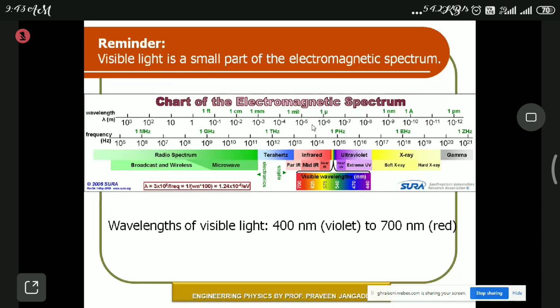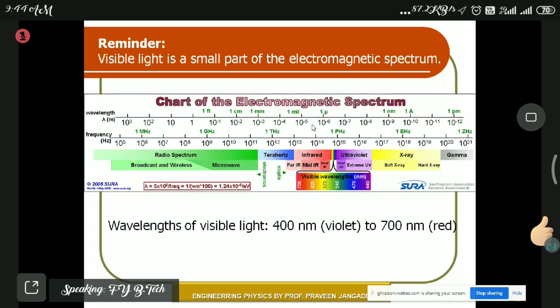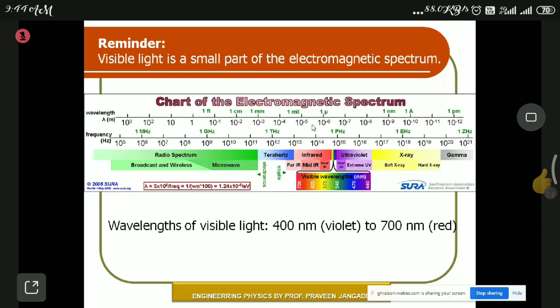With this, we can start. Now, this is a very important chart of the electromagnetic spectrum. Everyone should know this. It is a reminder, because all students have already done this in 12th standard, and I expect everyone knows this. Here, visible light is a very small part of the electromagnetic spectrum, as you can see in this diagram.